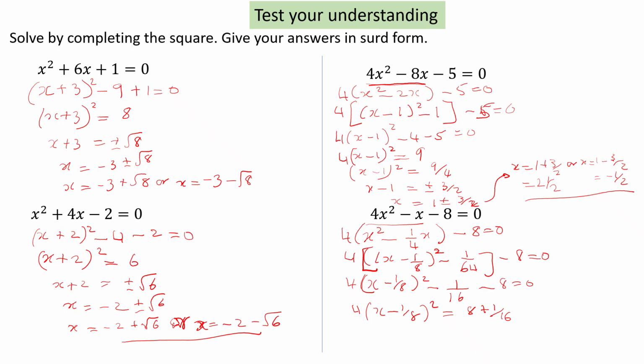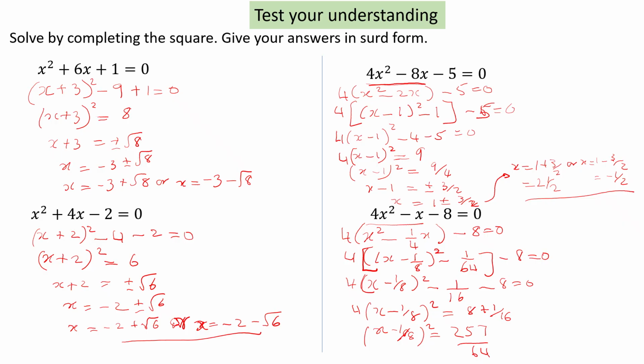Then divide by 4 both sides. So (x minus 1 over 8) squared equals 8 plus 1 over 16 divided by 4, which is 257 over 64. So take square root of both sides.